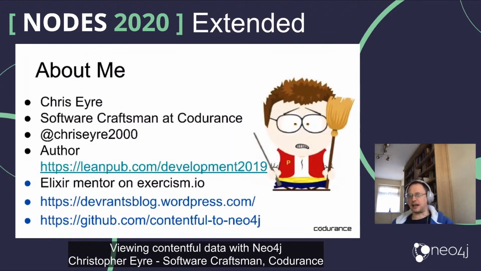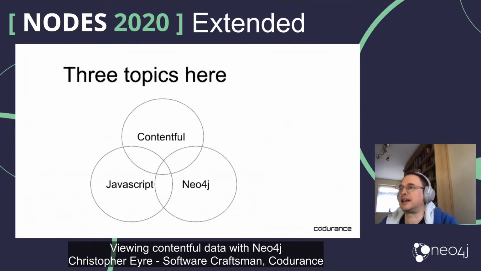So about me, I'm a software craftsman at Coherence. There's my Twitter handle, the book I wrote last year on software development. I mentor Elixir on Exercism.io in my spare time, and there's my blog and the GitHub URL of the open source utility that I'll be talking about. Now, there are three topics here in Contentful to Neo4j. Contentful is the content management system, which is a headless CMS that probably most of you don't know very much about, so I'll be spending a lot of time introducing it.